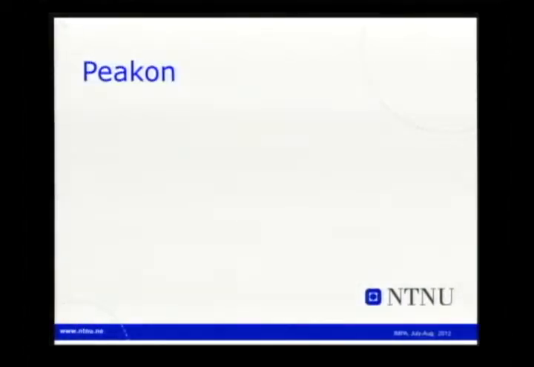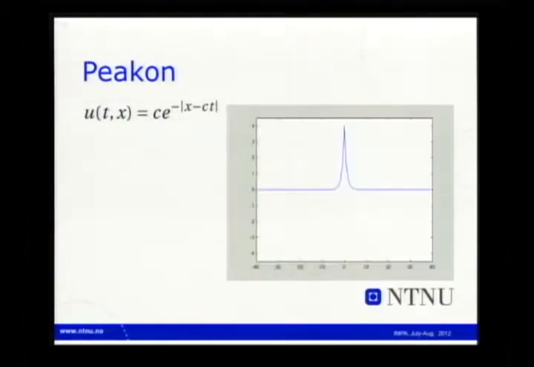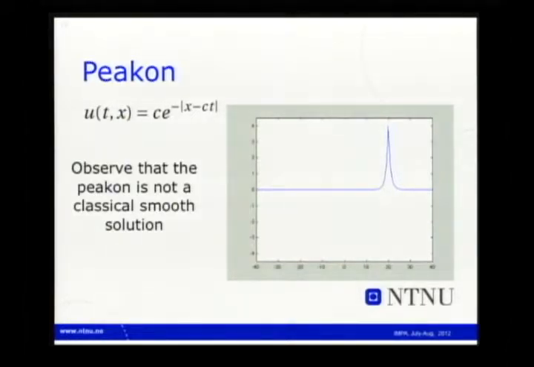So let's look at the peakon. This is a solution of the equation. This is a peakon solution. And it goes like this, but you can see that it's not really a regular solution because it's spiked here. So you have to rewrite the equation in a weak form before you can interpret this.